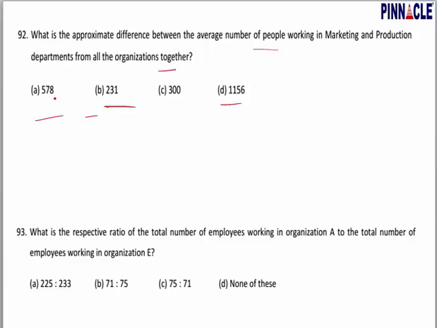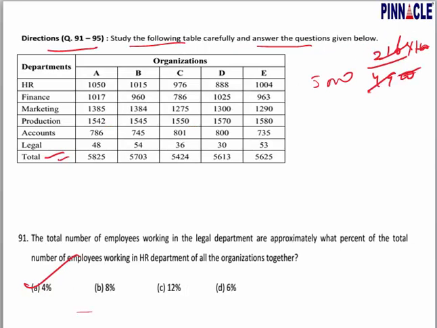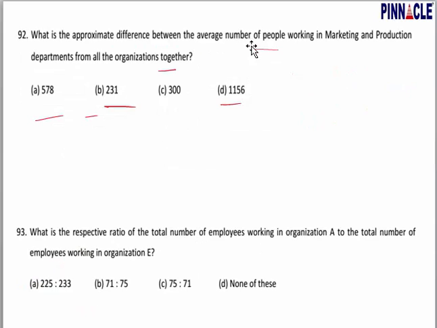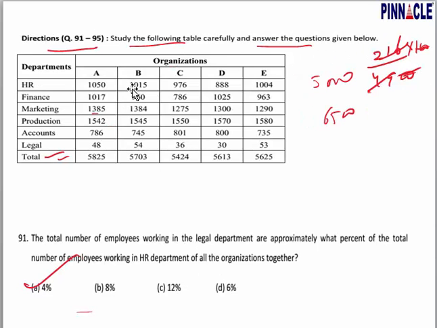First you must think, observe this, and then we have to calculate the average number of people working in marketing and production. Now take the total marketing people. Marketing is 1300. You can take 13 to 5, 6500 approximately. And then production. Obviously the average is 1300, you can say.